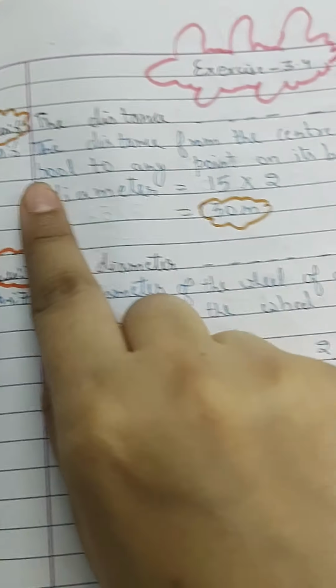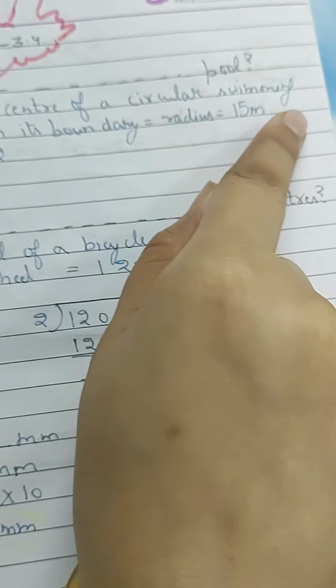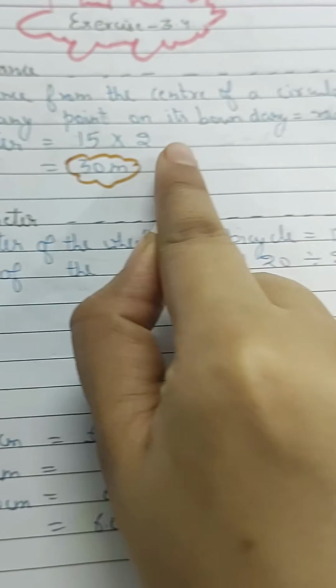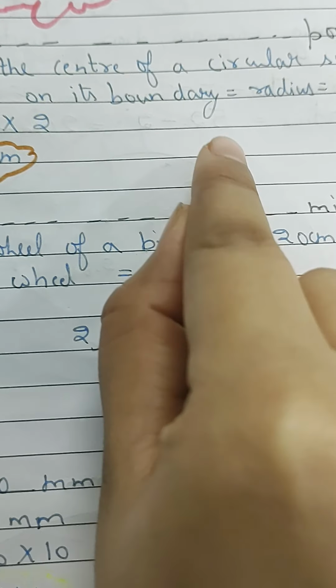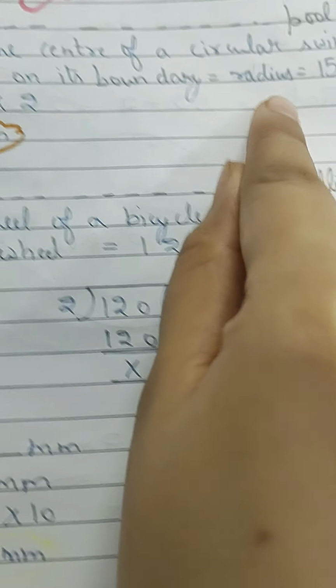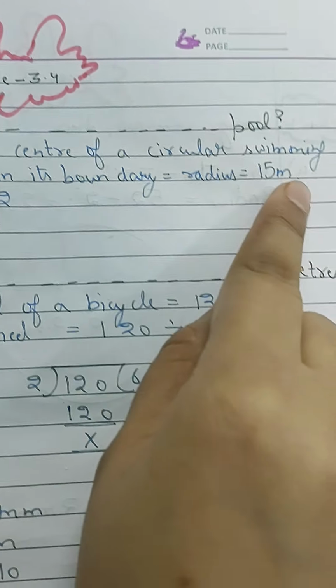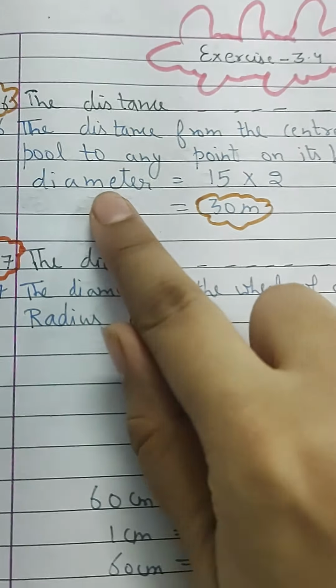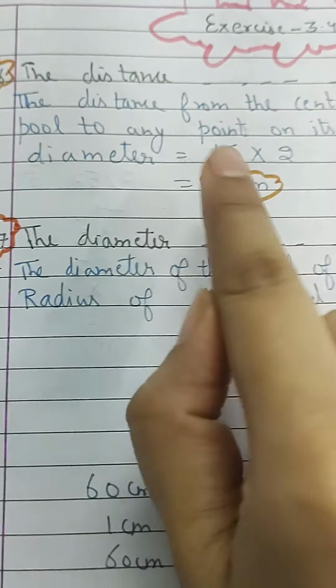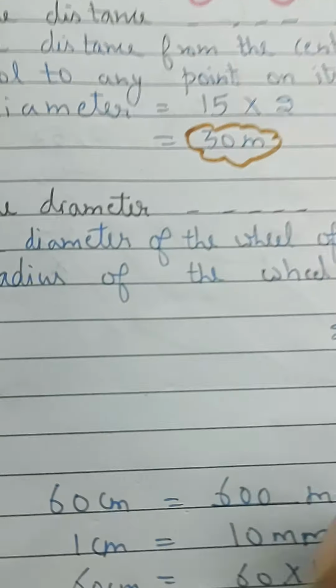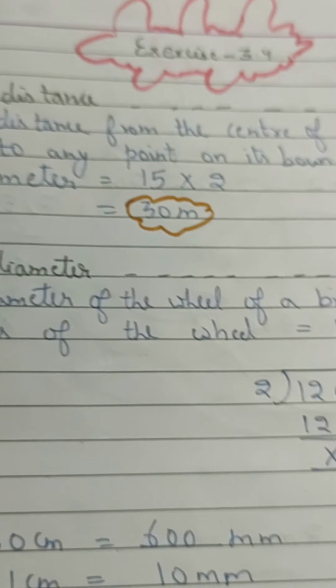Here, the distance from the center of the circular swimming pool to any point of the boundary is equal to the radius, because it says center to any point of the pool. So that's why we are going to say 15 meters. Now diameter we have to find out, so diameter is equal to 15 multiplied by 2. So we got the diameter here as 30 meters.